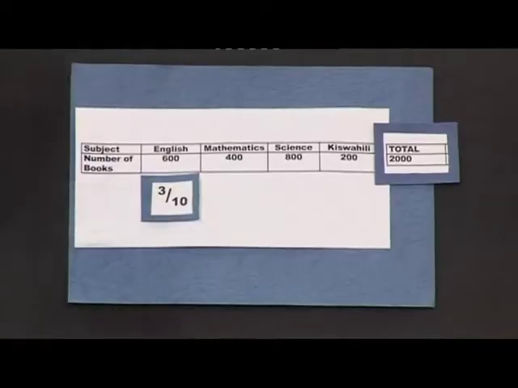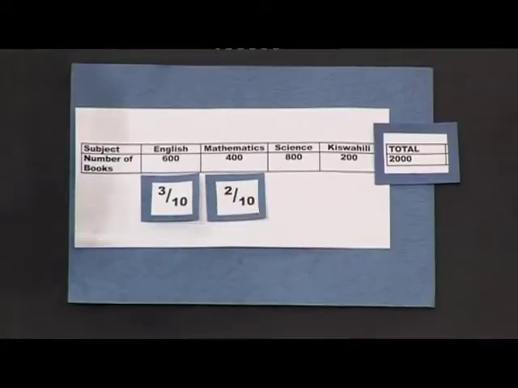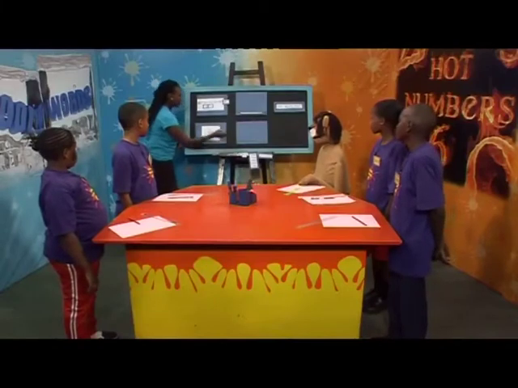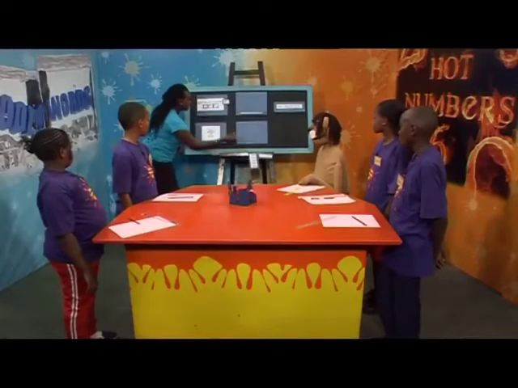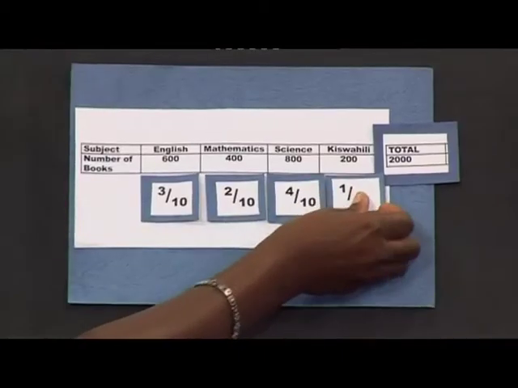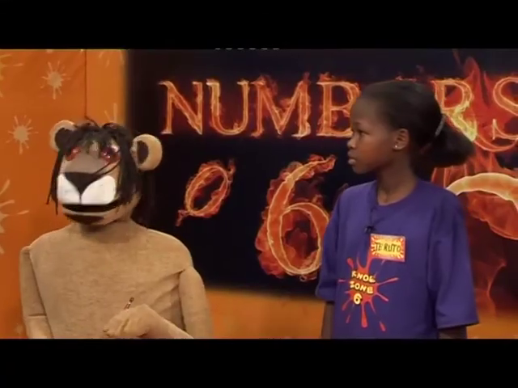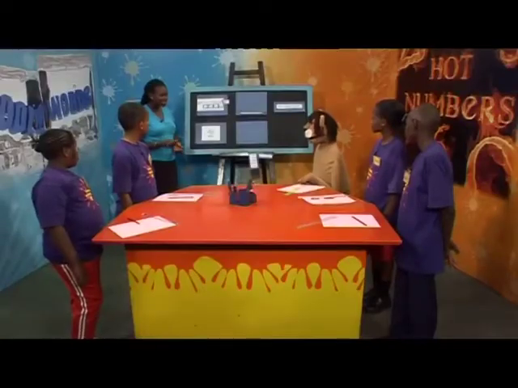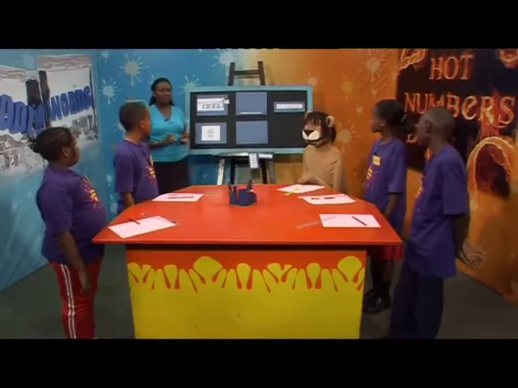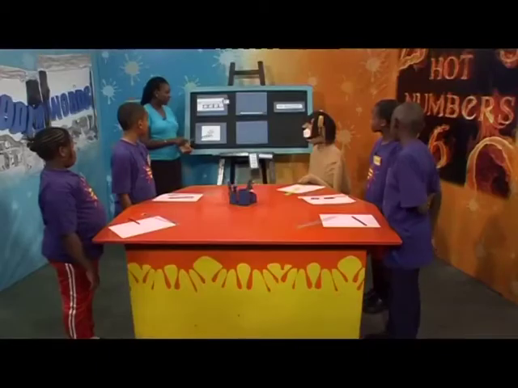Now, we will do the same for mathematics books, which gives us 2 over 10 in simplified form. And the science books would give us 4 over 10. And lastly, the Kiswahili books give us 1 over 10. Teacher Pendo? Yes, Marara? We learned that 1 over 10 is the same as 10%. Is that right? Yes, that's a very good point, Marara. So we're calculating what percentage of the total number of books each subject is, and then representing that in a circle graph.